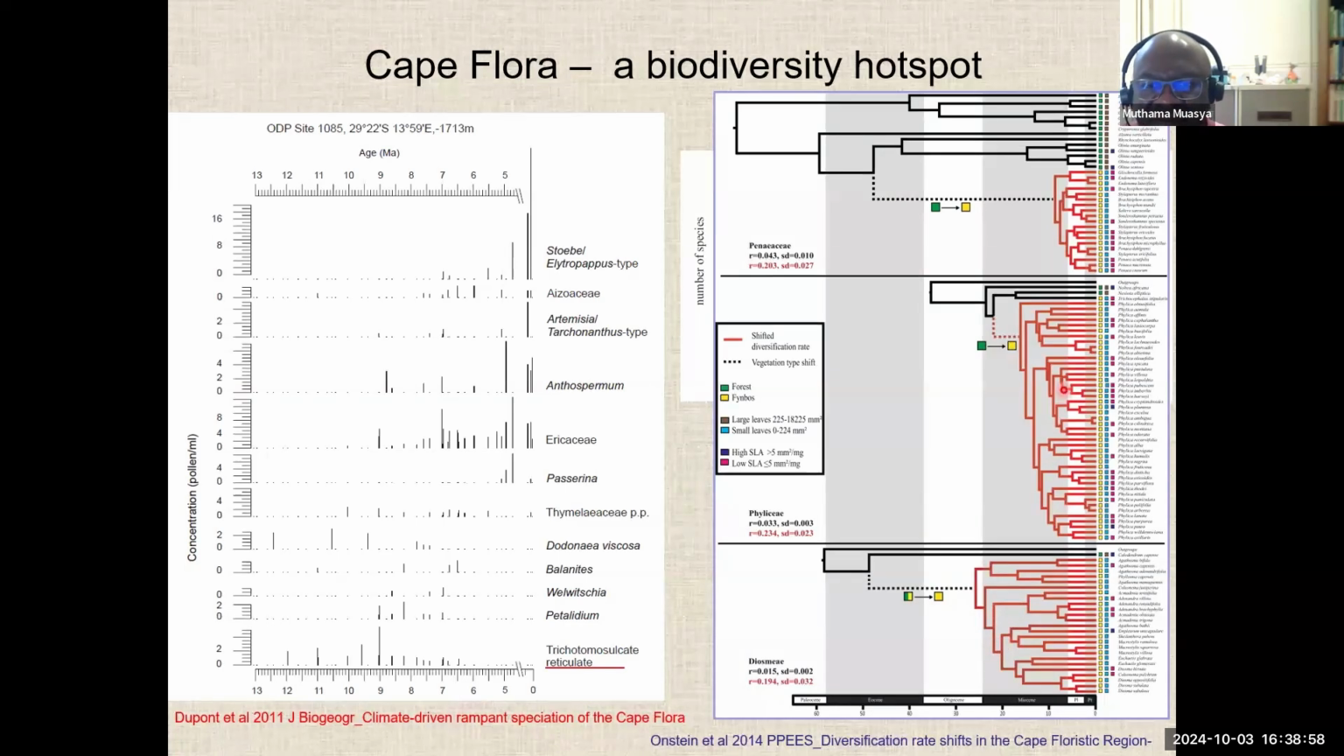If we look at Phylica, and Phylica are in the Rhamnaceae, Rhamnaceae include forest species, the shift from forest to fynbos open is within 15 million years, and in the Pinaceae is even more recent.